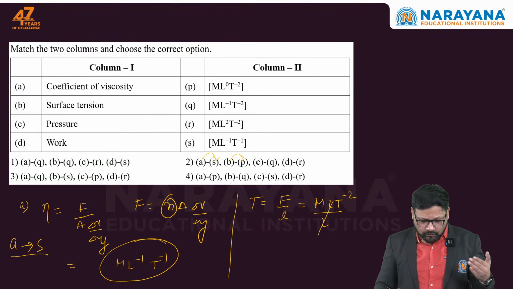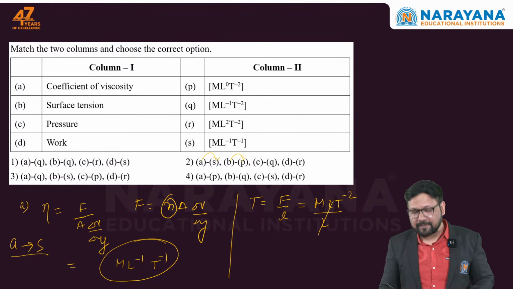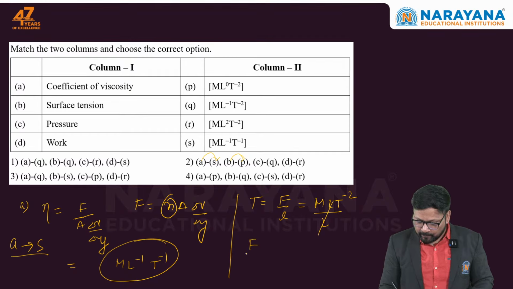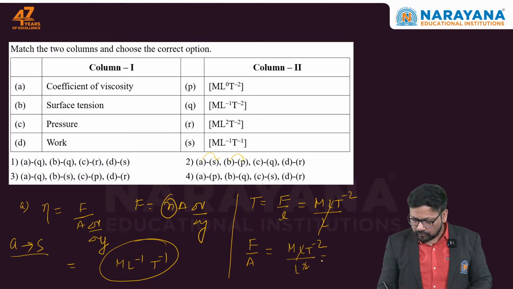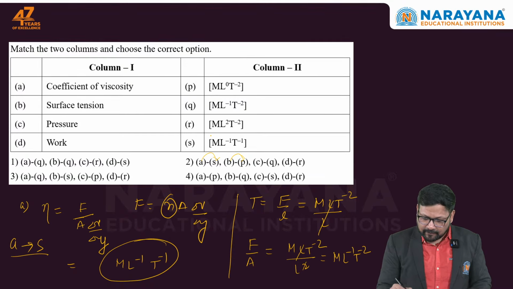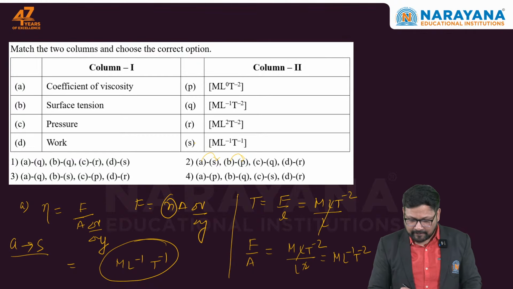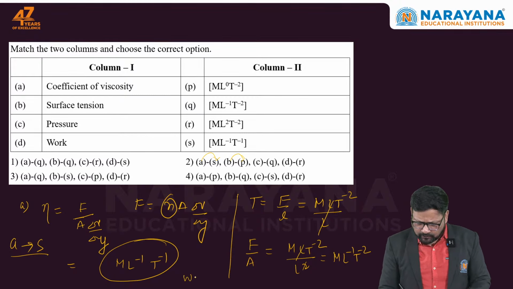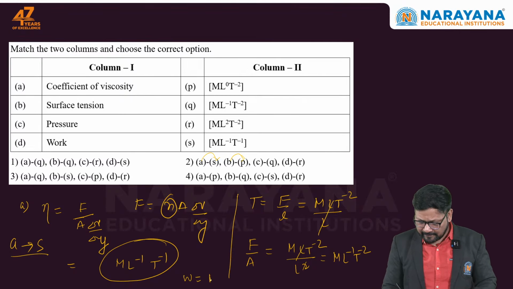Pressure, as I said, in coefficient of viscosity only we have calculated F by A. F by A, F is what? MLT⁻², area is length square. So that would be ML⁻¹T⁻². That is the Q option. C is Q, ML⁻¹T⁻². And then work is force into displacement, or energy, that is ML²T⁻².